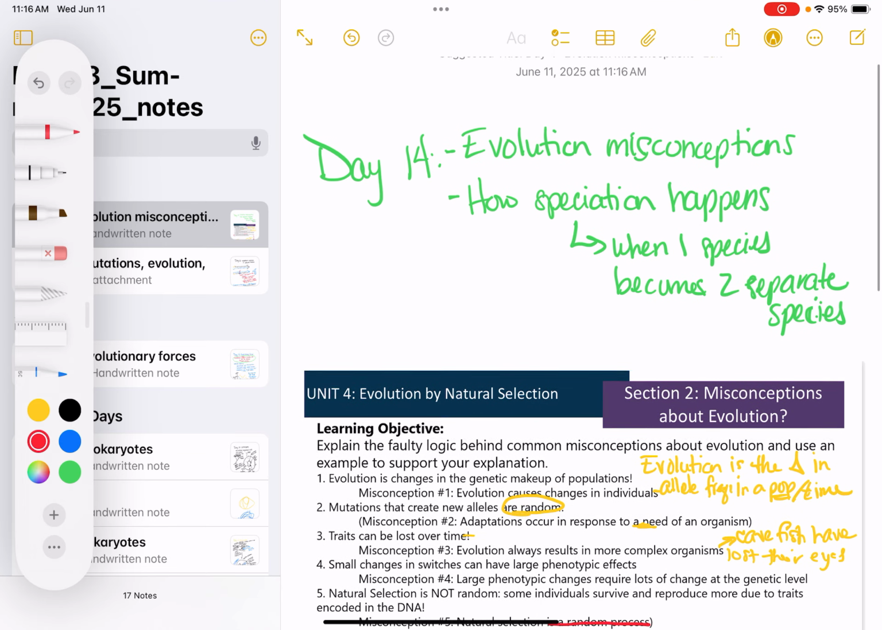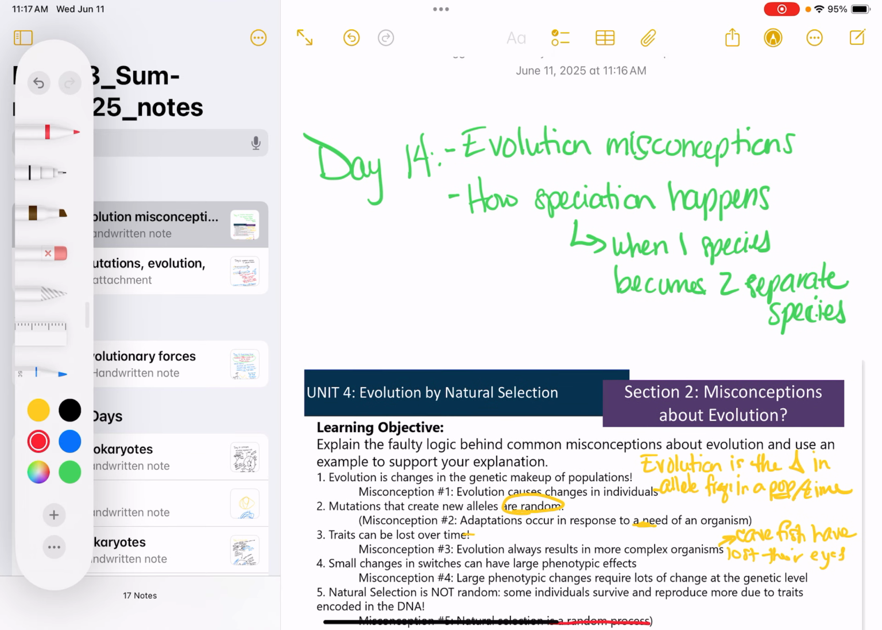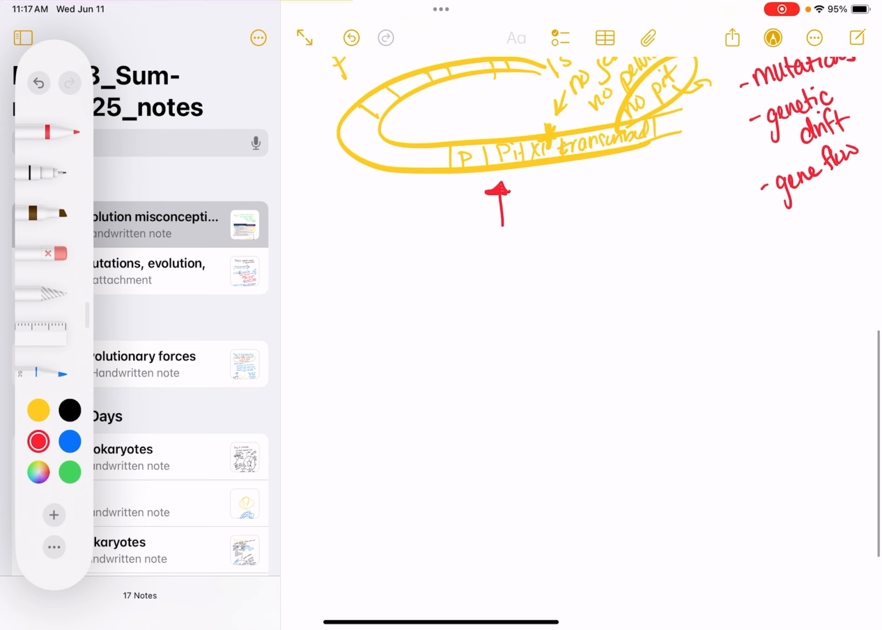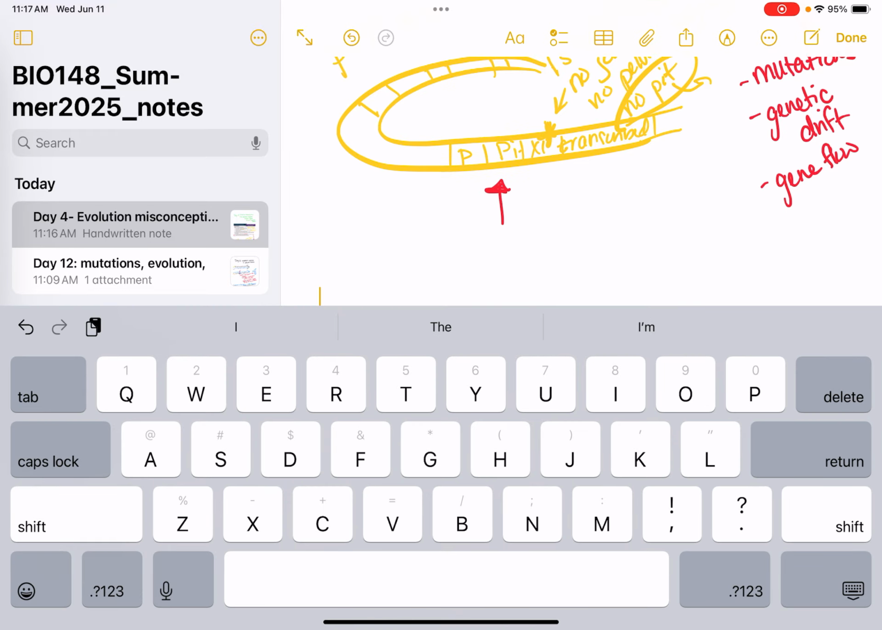And I thought that was kind of a shorter lesson, so I wanted to talk a little bit today also about how speciation happens, okay? So we're going to just do a little line.